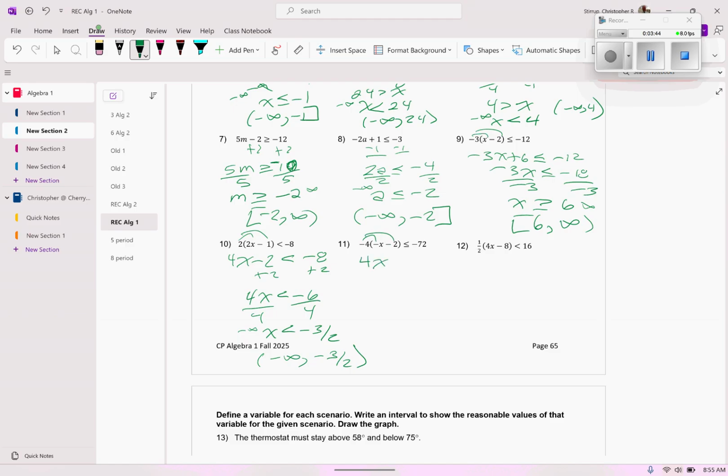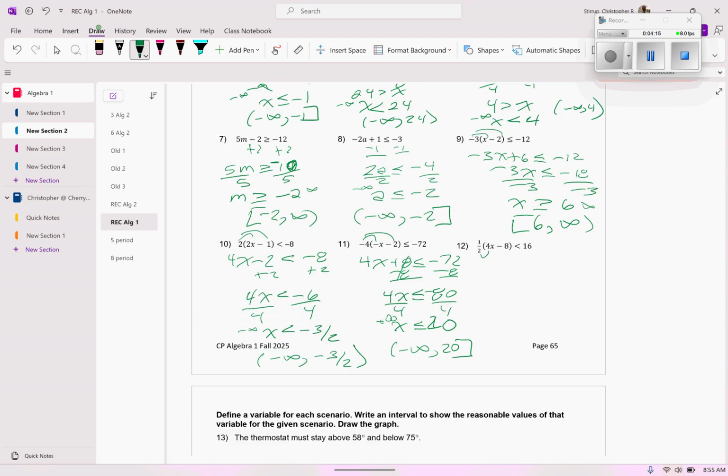Let's distribute negative 4 to both of these. So it's going to give me 4x plus 8 is less than or equal to negative 72. Subtract 8 from both sides. Those cancel. So 4x is less than or equal to negative 80. Divide each side by 4. So x is less than or equal to, let's see, 4 goes in there twice, 20. So that's pointing to negative infinity. So negative infinity to 20, hard bracket at the 20 because you have the equal sign.